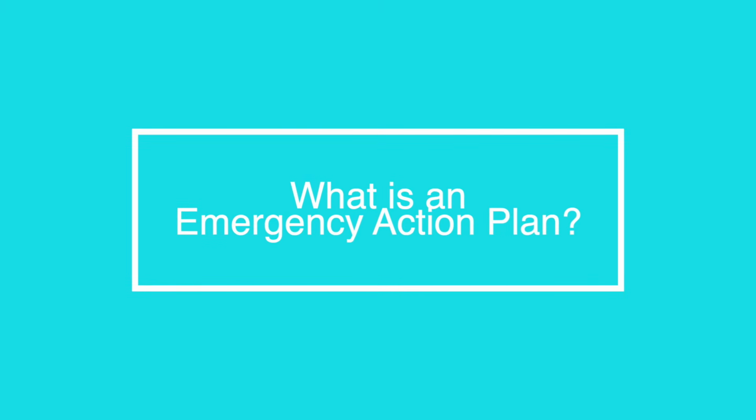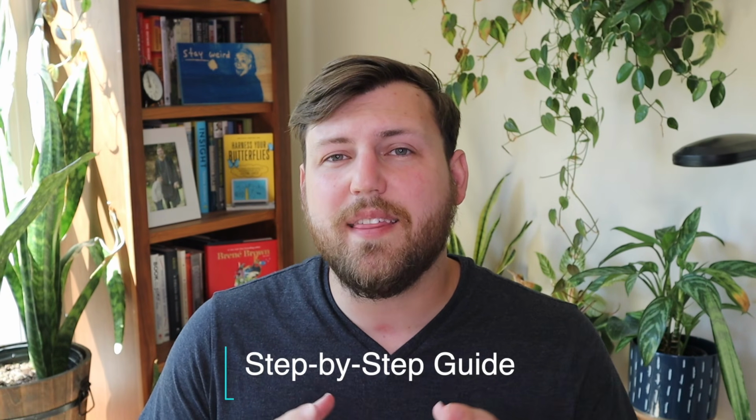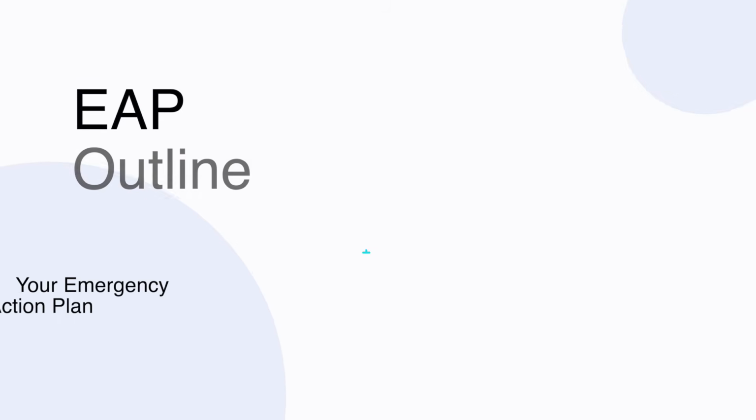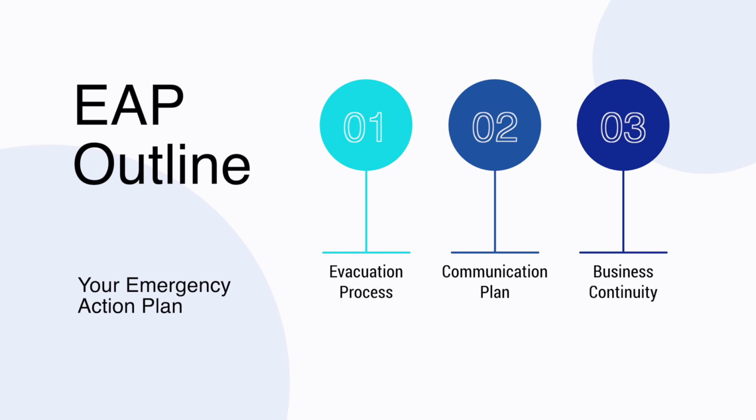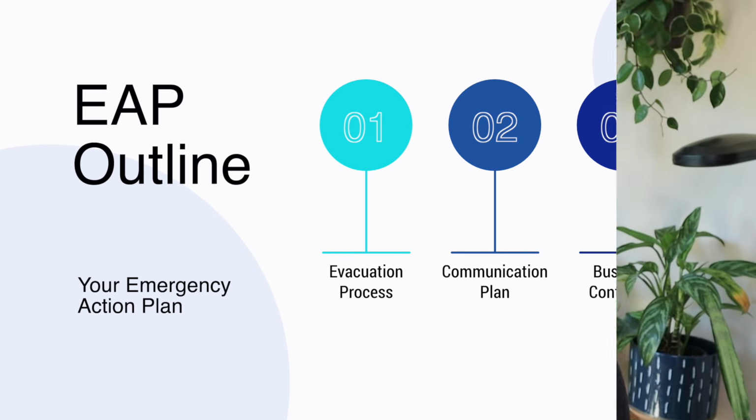Okay, so first we need to ask, what is an emergency action plan? If you haven't heard of one, it's essentially the rules of who and what is going to happen when. It's going to be a step-by-step guide. And we're going to break this out into three major sections. The first is your evacuation process. The second is your communication plan. And the third is a plan for business continuity.